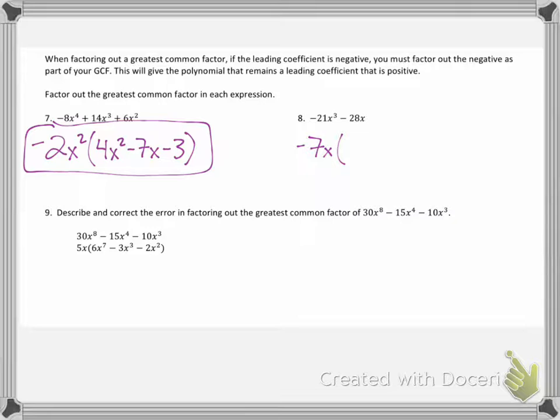Open up my parentheses and do the same division. Negative 21 divided by negative 7 is 3. X cubed divided by x is x squared. Negative 28 divided by negative 7 is positive 4. X divided by x cancels. And here we have our factored expression.